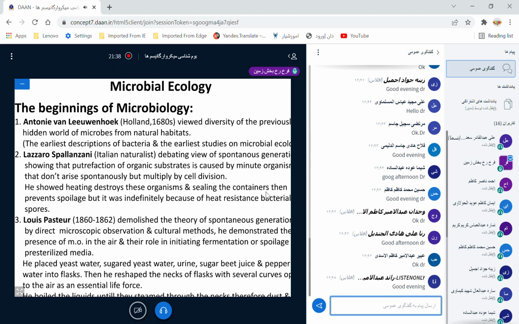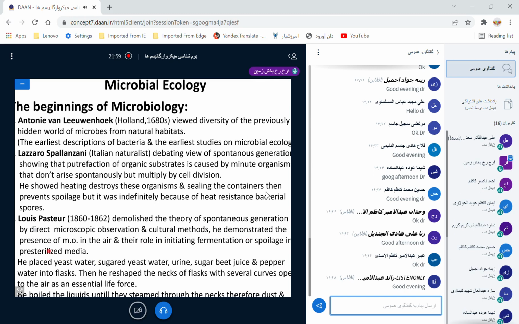The other scientist who came to solve the problem was Louis Pasteur, in 1860 to 1862. He demolished the theory of spontaneous generation by culture experiments. He used water, sugar water, urine, and sugar-based juice in different flasks. Then he left the necks of the flasks open, not sealing them.